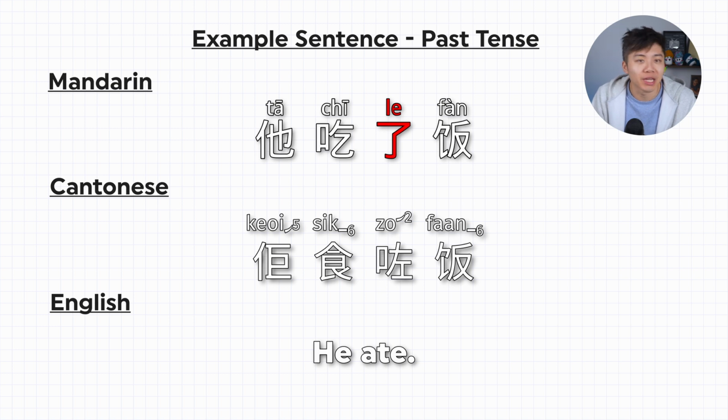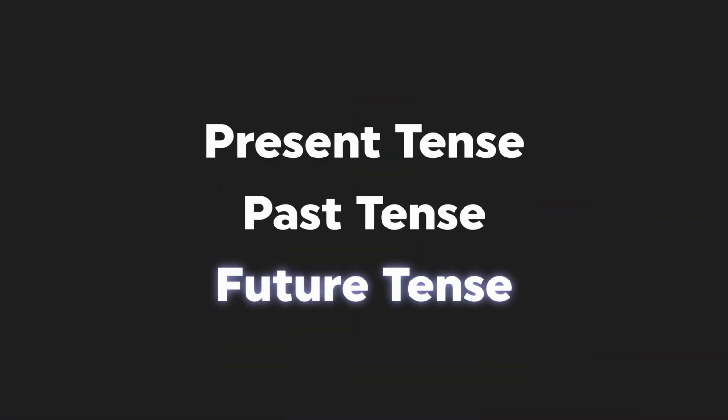And just like in Mandarin, we add the completed action particle afterwards. So in this case, in Cantonese, it's 咗, 食咗, ate. Okay? No need to change the verb itself. Now, what about future tense? Well, we use time words or will-like words talking about the future in Chinese. We still don't conjugate the verb.